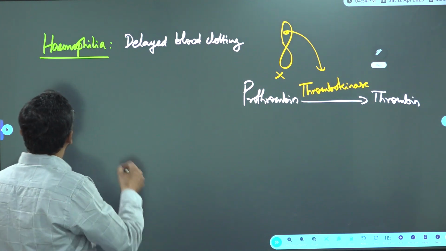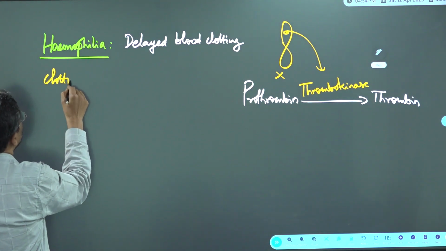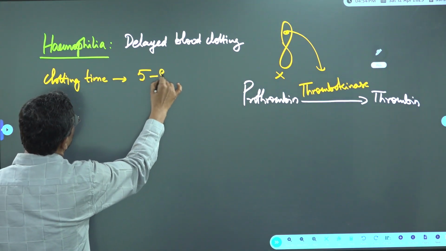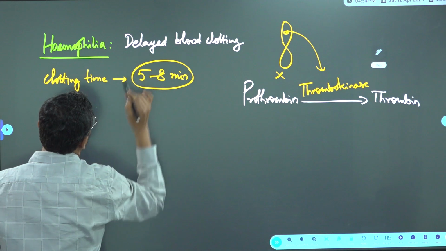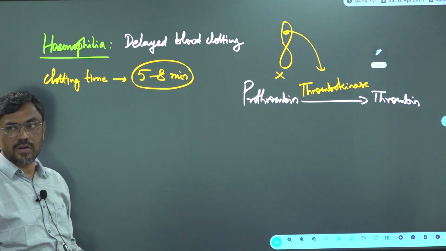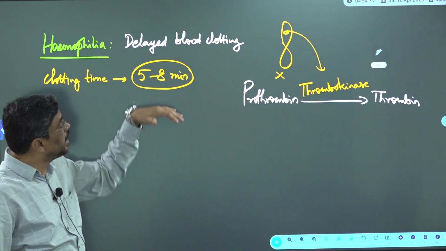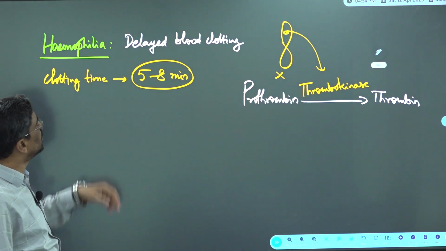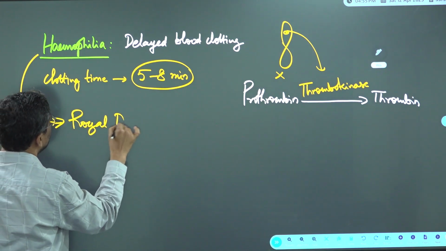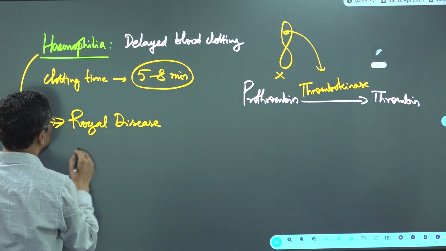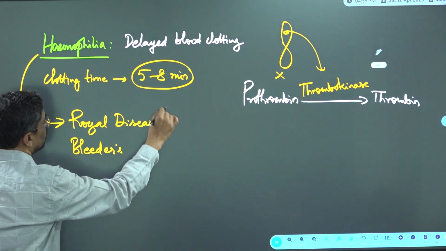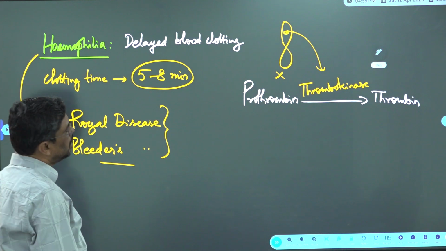So generally the clotting time, when we get injured, the blood has to clot within 5 to 8 minutes. But the clotting time will be increased. It will be delayed. The delayed blood clotting is called hemophilia. And this hemophilia is also called a royal disease, or it is also called bleeder's disease. You have to remember this one. Hemophilia is called royal disease, or bleeder's disease.